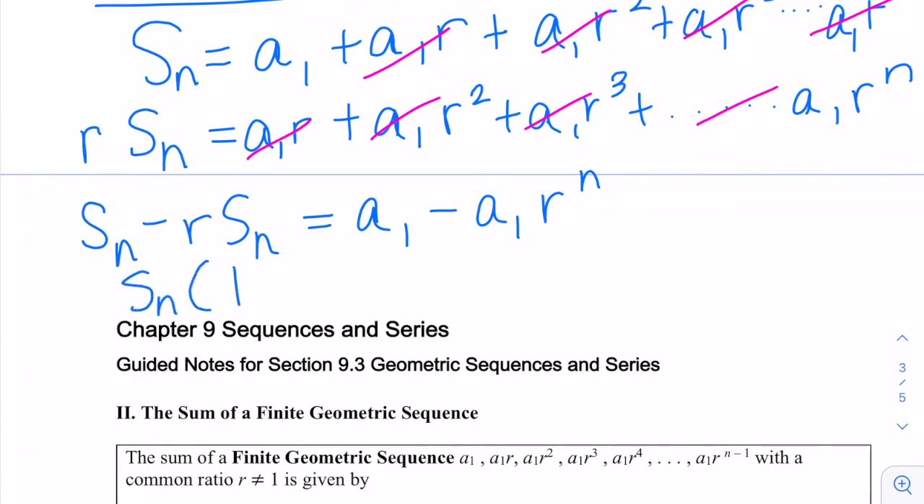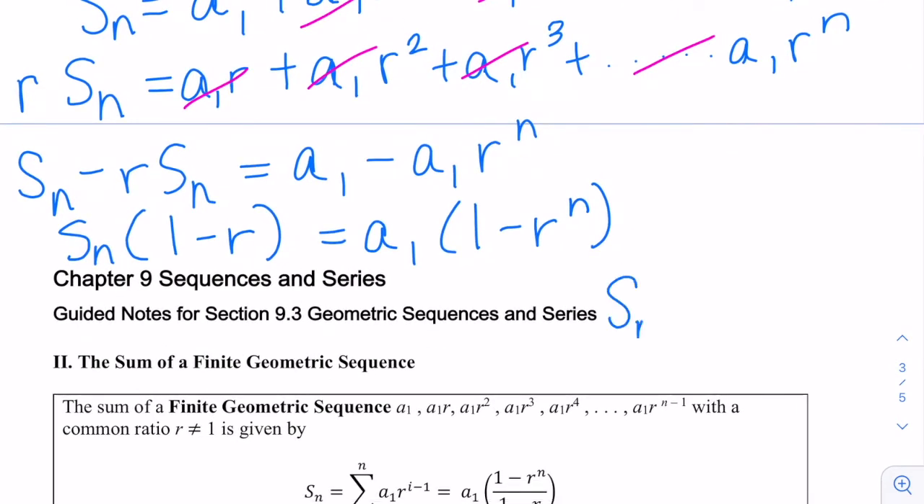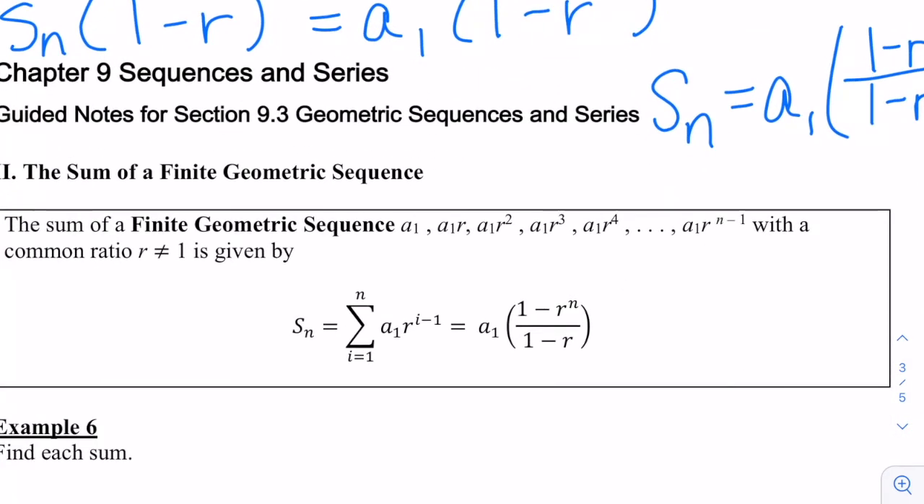And we'll be left with 1 minus r. And here I'll factor out a sub 1. So 1 minus r raised to the n. And if we want to find that sum of n terms, we could divide both sides by 1 minus r. So it would be a sub 1, 1 minus r to the n over 1 minus r. So you can see that formula is going to be right below if we want to find that sum.